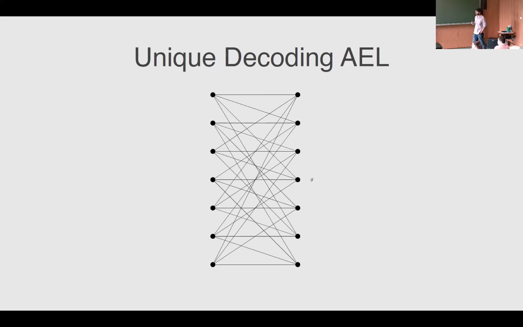Have you done unique decoding to half the minimum distance at this stage? Yes. Yeah, so let's see the unique decoding algorithm and we'll see what breaks down when trying to do list decoding.